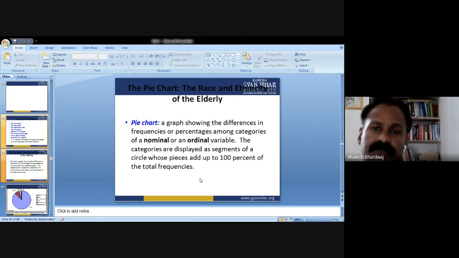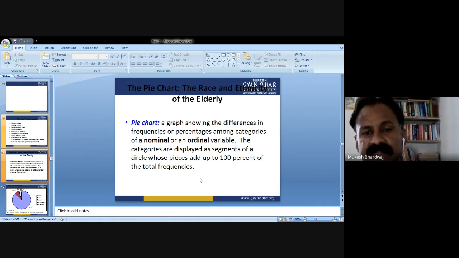So the pie chart. First, we are going to start with the pie chart. The race and ethnicity of the elderly. Pie chart: a graph showing the difference in frequencies or percentage among categories of a nominal or an ordinal variable or data. The categories are displayed as segments of a circle whose pieces add up to 100% of the total frequencies.